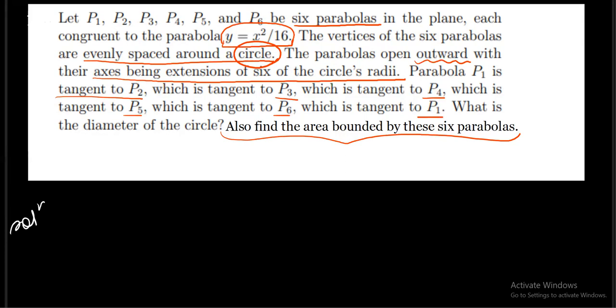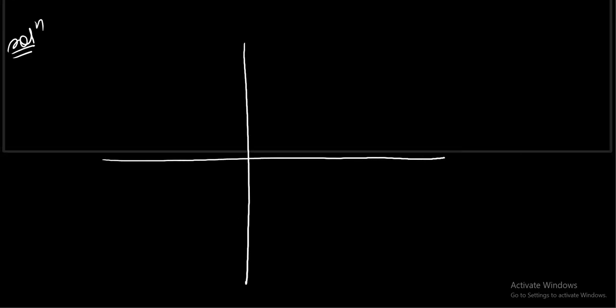First of all, as they are saying that we have 6 parabolas and all of them are congruent to y is equals to x square by 16, I'm going to trace these parabolas. We cannot do exact tracing, but what we can do is, because there are 6 congruent parabolas and all of them have their vertices on a circle, first I am assuming a circle whose center is the origin.